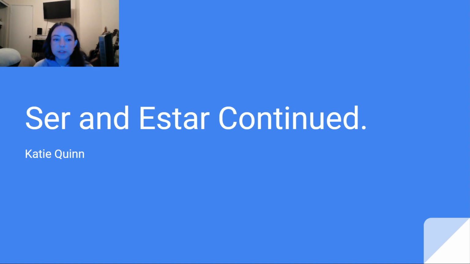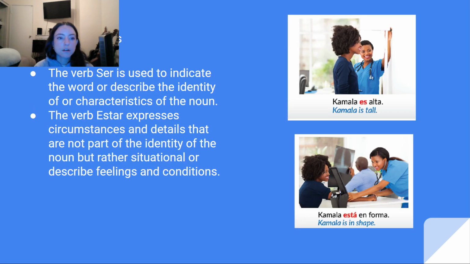So I'm doing my presentation on the verb ser and estar. So, ser and estar uses. The verb ser is used to indicate the identity or describe the characteristics of the noun. An example of this is describing someone's height. So Kamala es alta, Kamala is tall.